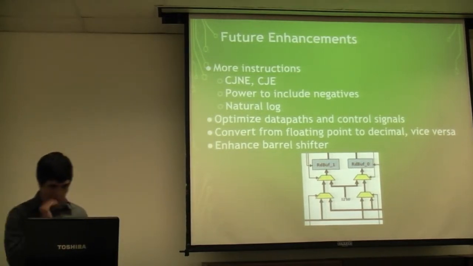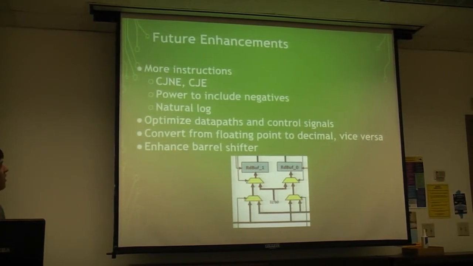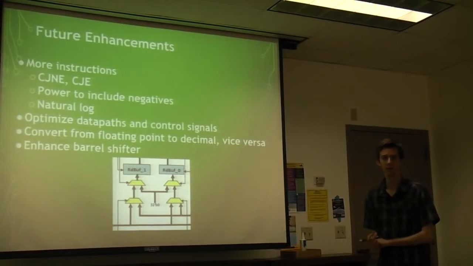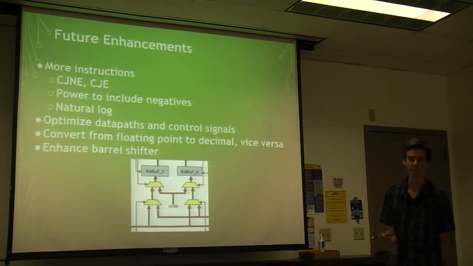So, future enhancements we could have added if we had more time. We started working on compare and jump if not equal and compare and jump if equal, but we didn't have enough time to implement it because it requires two source registers to compare, and then it needs a jump displacement value. But because it uses both source registers, it would have a very limited range for the jump displacement value, so it would be better to add it into a trailing word, but that would require more control signals and stuff that we didn't have time for.